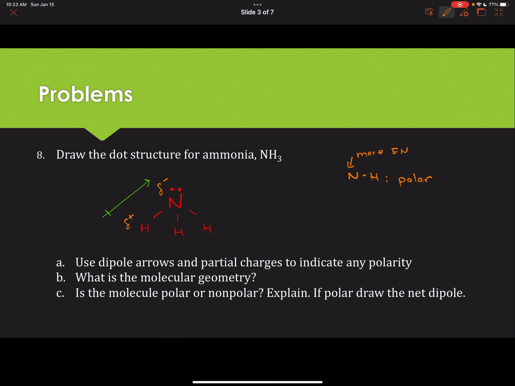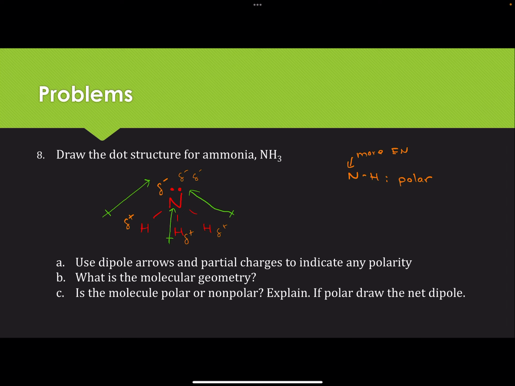Now we need to look at all bonds. So each nitrogen-hydrogen bond is polar. So each hydrogen is partially positive. So along each of my bonds, I have this dipole arrow pointing towards my nitrogen.